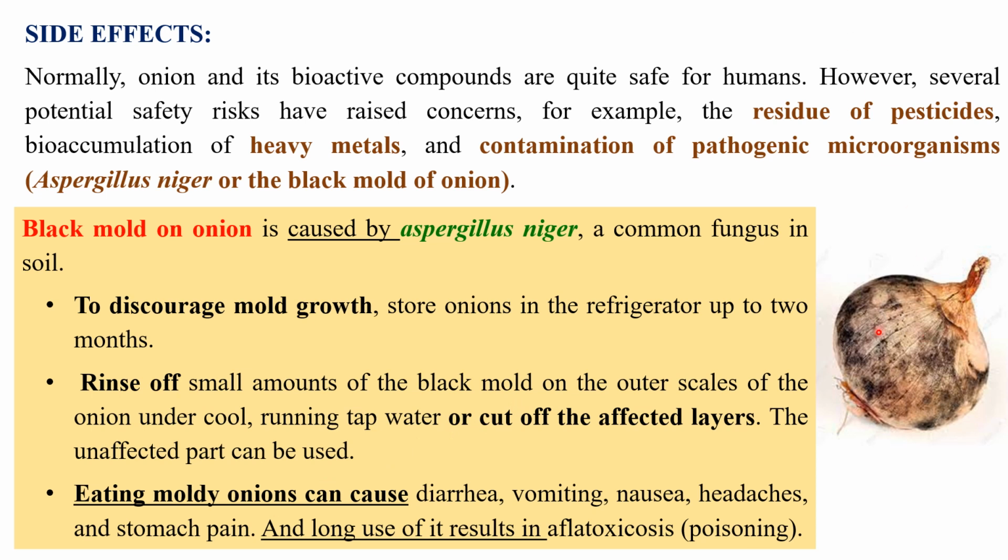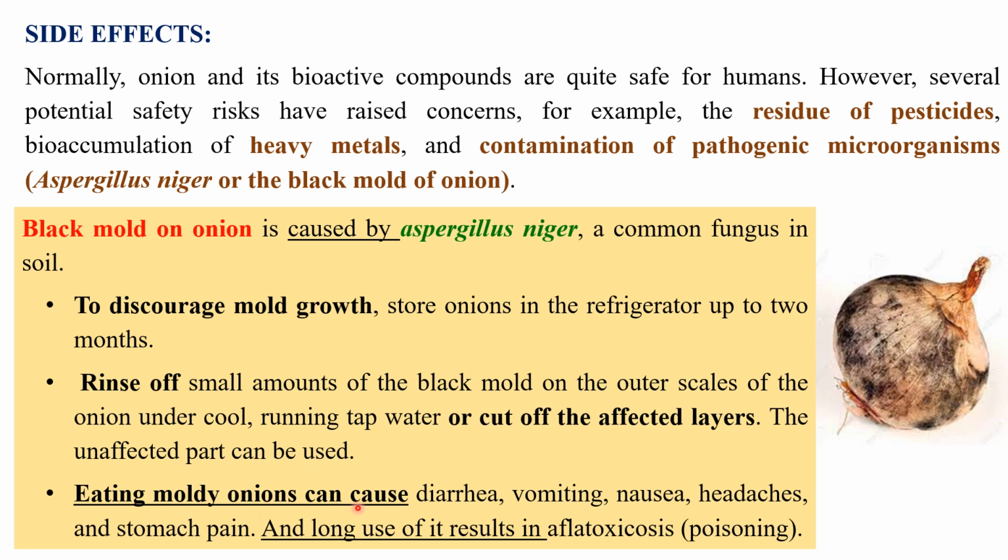So if you have an infected onion, what should we do with it? Rinse off the small amounts of the black mold on the outer scales of the onion under cool running tap water, or cut off the affected layers. The unaffected part can be safely used.